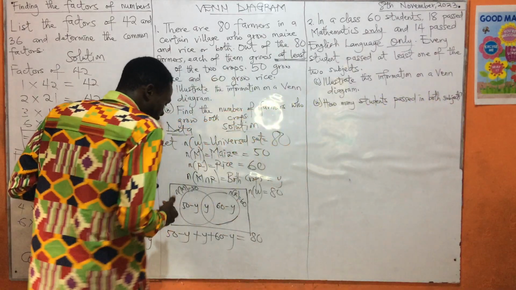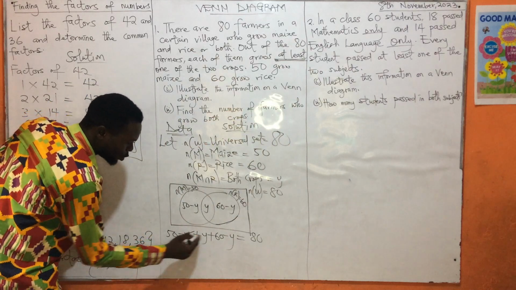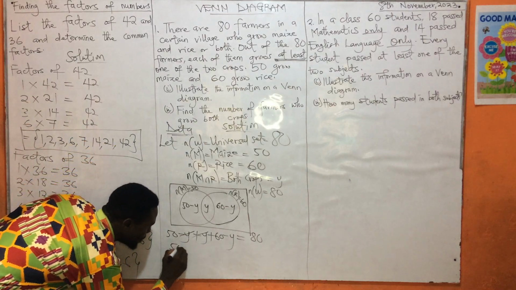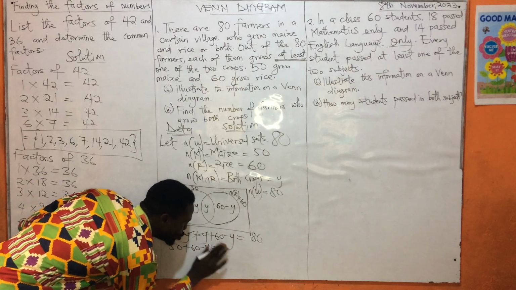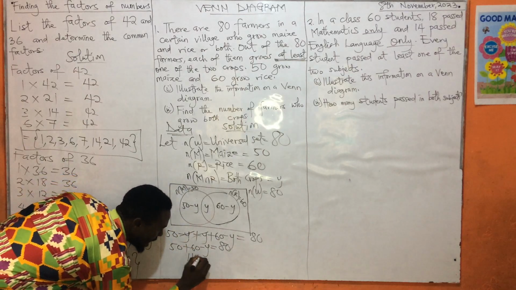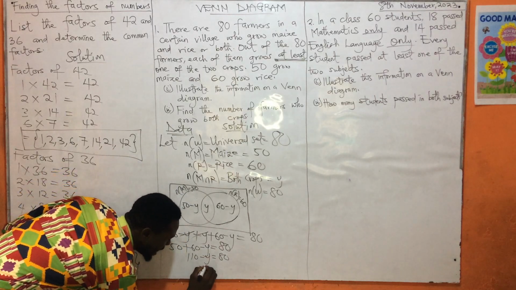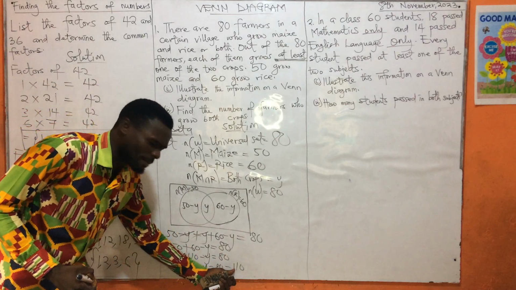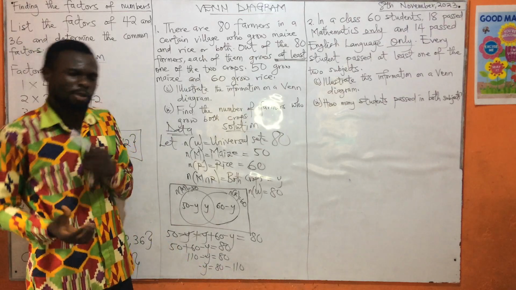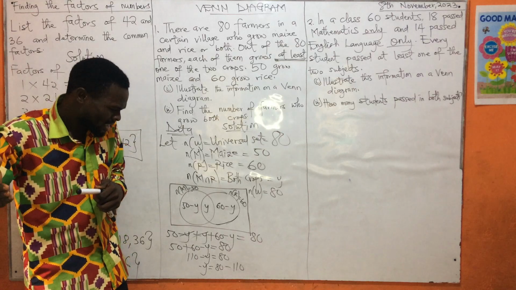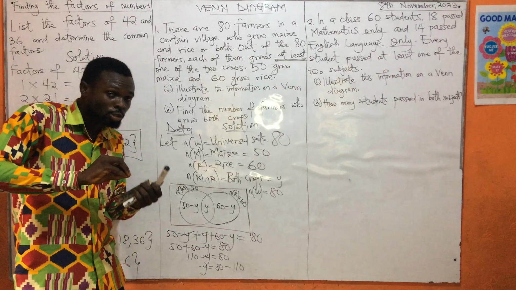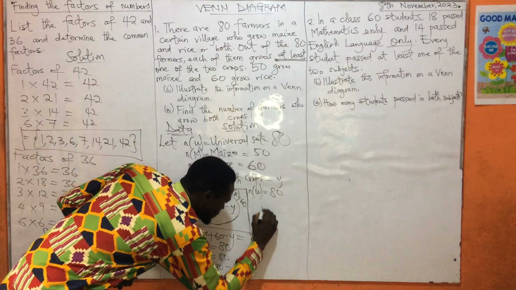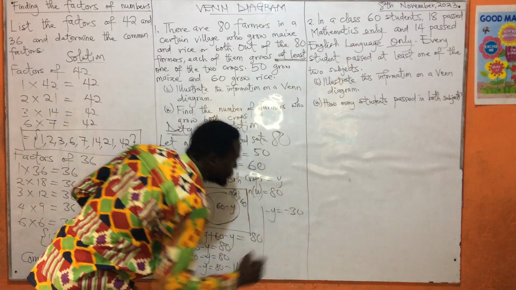Now let's work it out. You have negative y and positive y, which cross out because you get zero. So this gives you 50 plus 60 minus y is equal to 80. So 110 minus y is equal to 80. Then negative y is equal to 80 minus 110. You will notice that subtracting 110 from 80 is not straightforward, but we turn it upside down, subtract and negate our answer, and that gives us 30. So negative y is equal to negative 30.